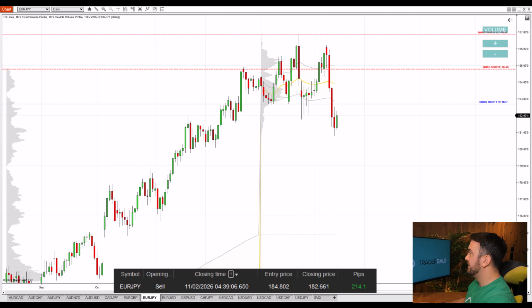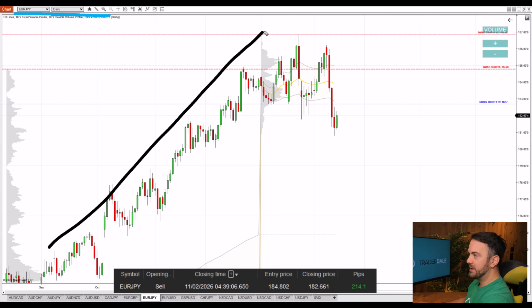What you see before you is the NinjaTrader 8 platform with my custom-made volume profile and VWAP indicators. And this is a daily chart of the Euro Japanese yen. This trade was a swing trade and I trade my swing trades on the daily chart, so that's why we are looking at the daily chart now. And let me start with the reasoning behind this trading level that I took.